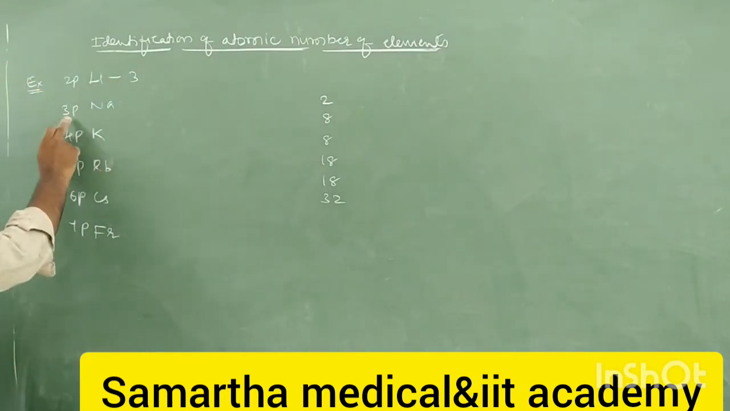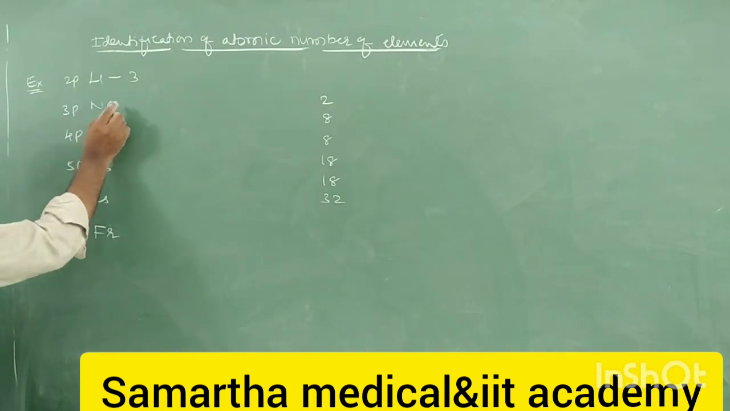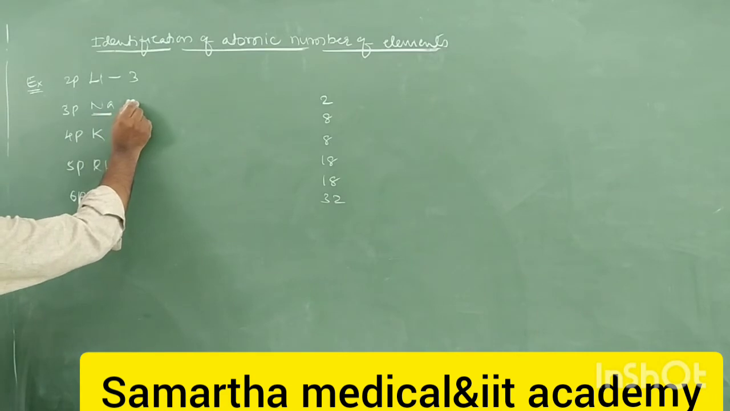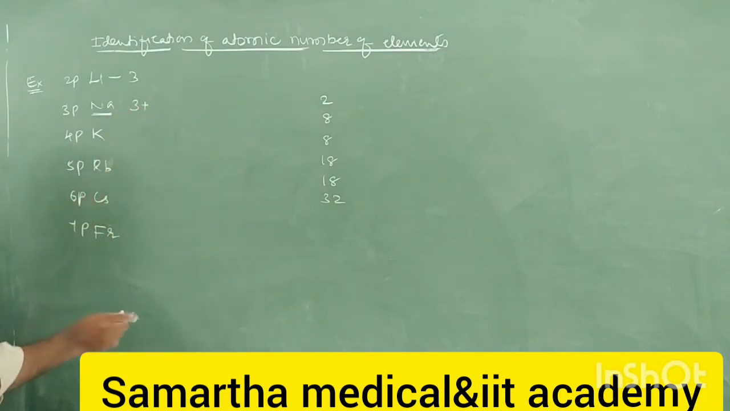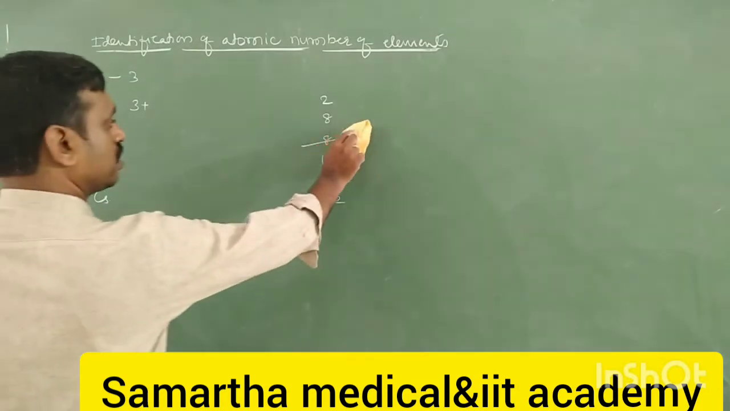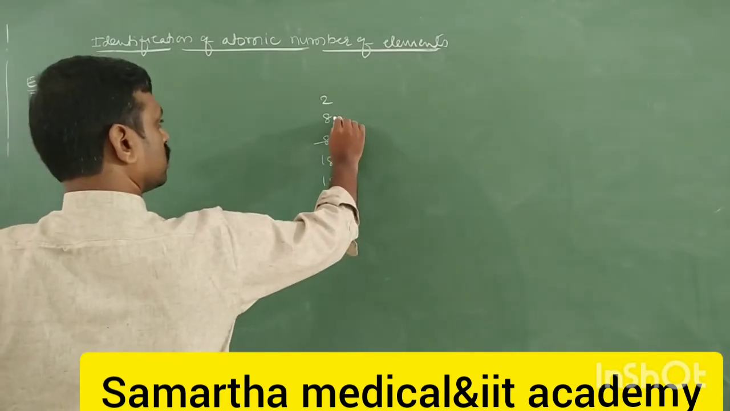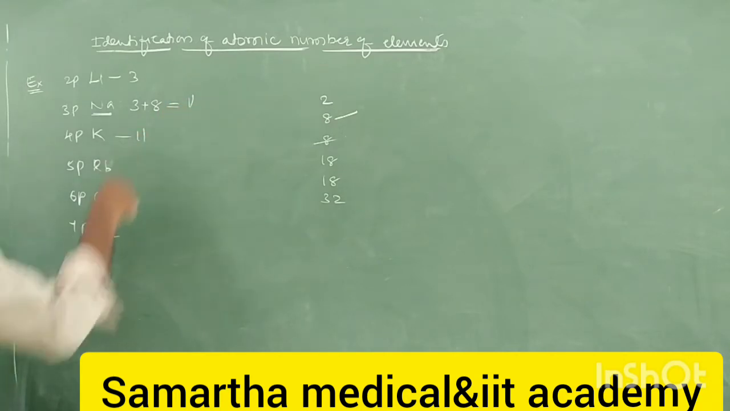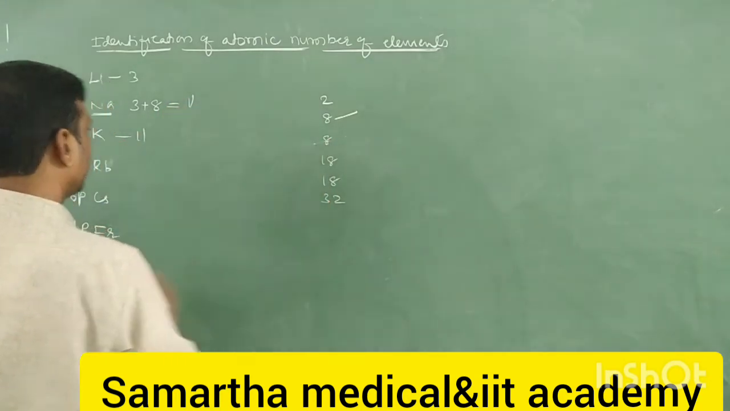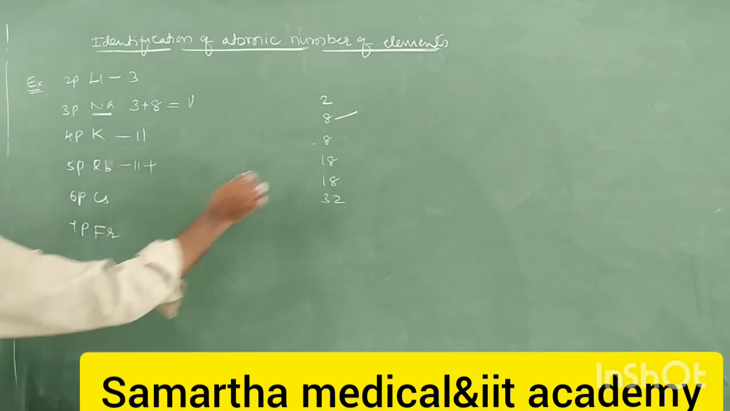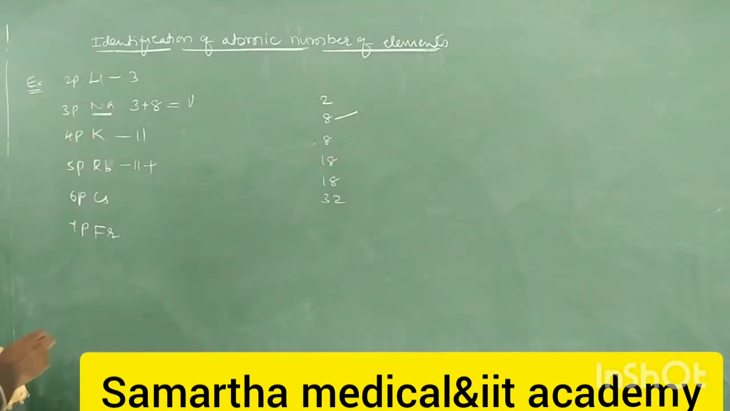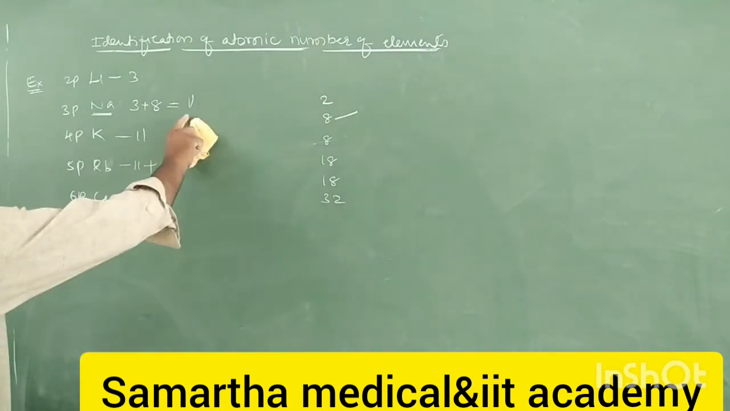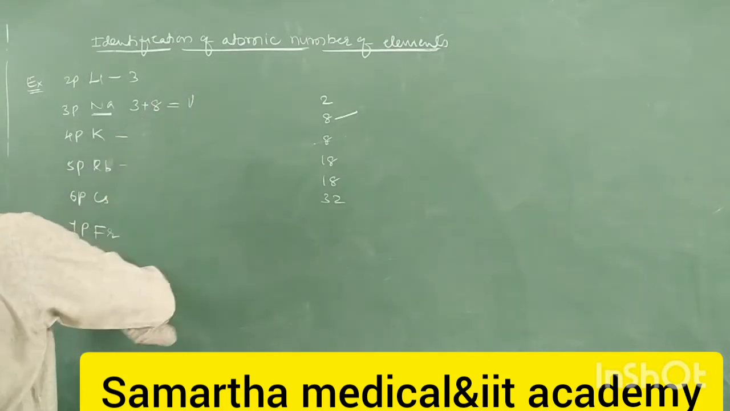Now sodium, it belongs to the third period. To get the atomic number of a third period element, add the second period element's atomic number plus the second digit. It means 8 plus 3, 11. 11 plus 8, 19. Sir, potassium. Tell me sodium. It is right, no? 11, no?